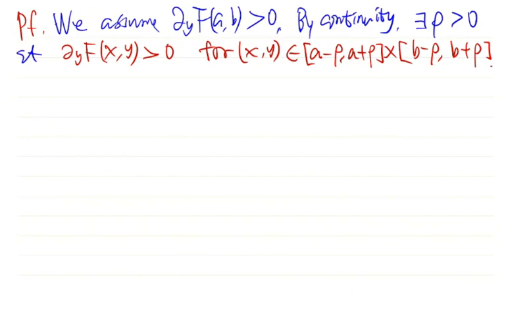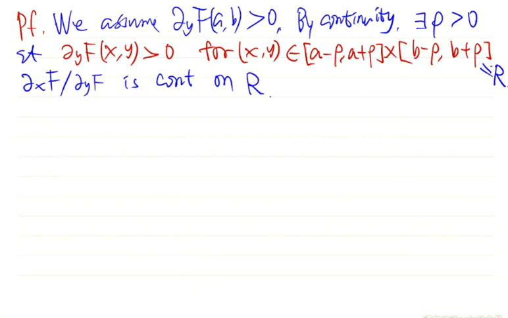And also, this function, the partial derivative of F with respect to x over the partial derivative of F with respect to y, is continuous on the above rectangle, denoted by R. Why is it continuous? Because both the partial derivatives with respect to x and with respect to y are continuous, and the denominator will never be zero. Therefore the quotient is also continuous.